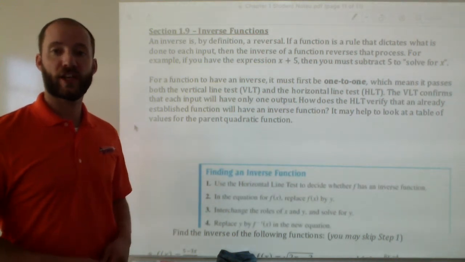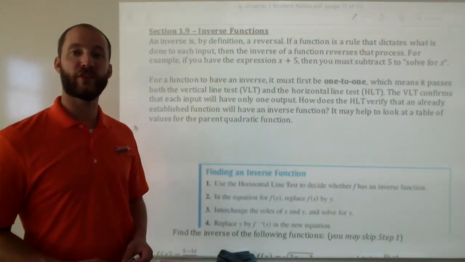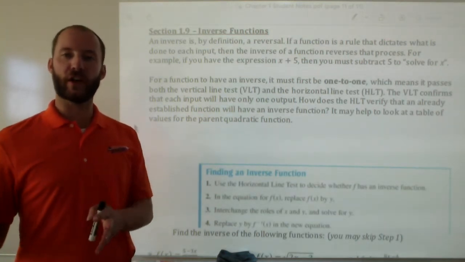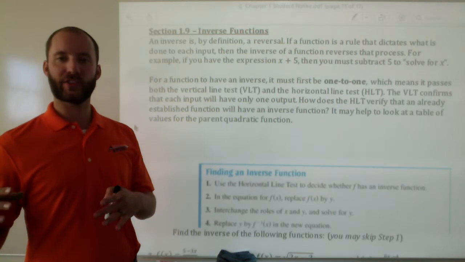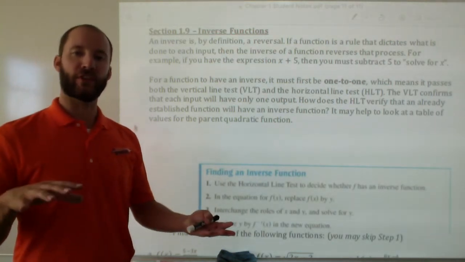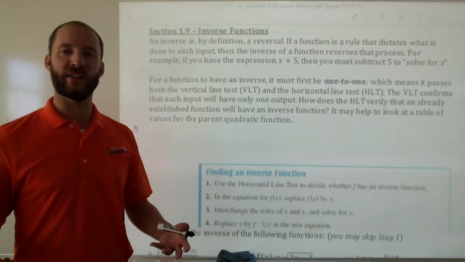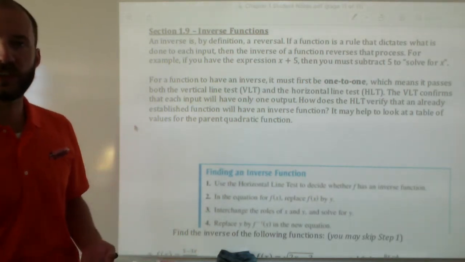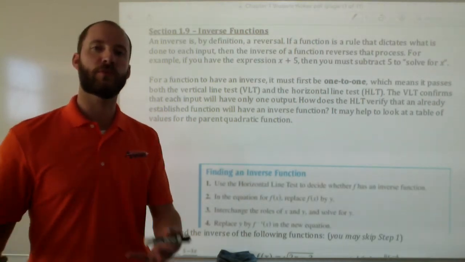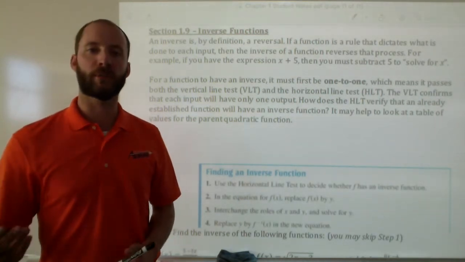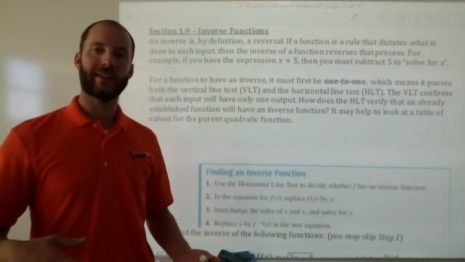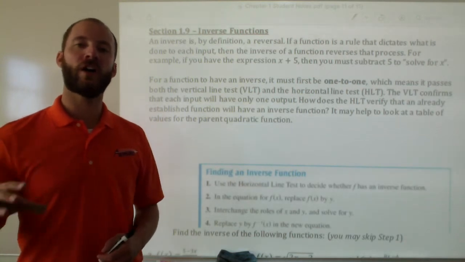The final section in Chapter 1, Section 1.9, inverse functions. What we're going to be doing is taking certain functions that have certain properties about them and then creating an inverse, essentially something that undoes that function. When you think about inverse operations, what undoes addition? Subtraction. What undoes multiplication? Division. What undoes a square root? Squaring. You have inverse operations, those undo each other.